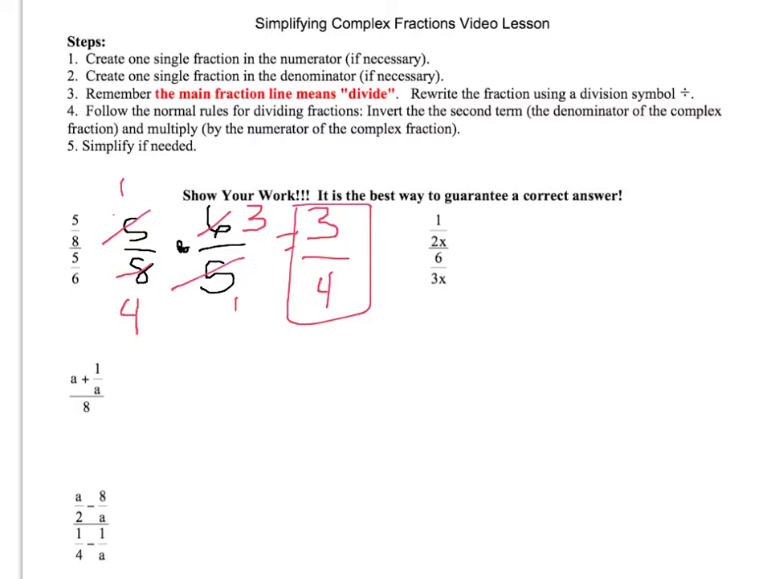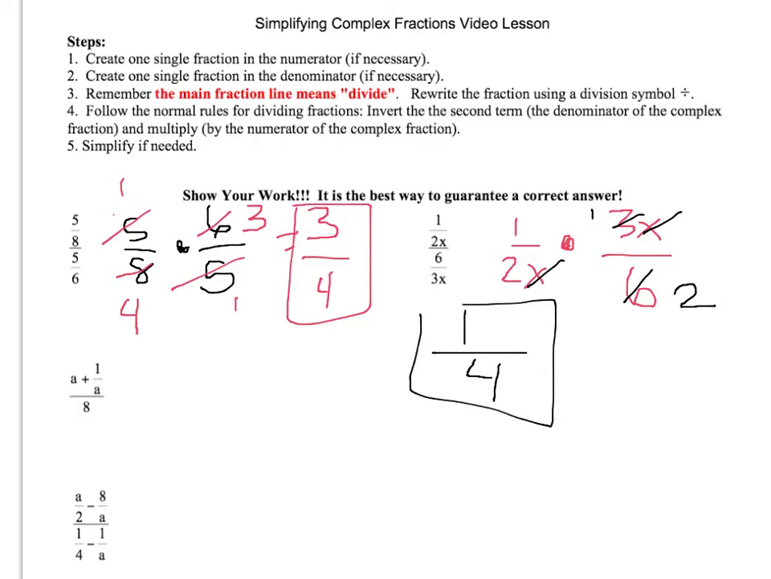The next one is also pretty easy because we can skip the first two steps. And we can go to step 3 or even step 4 at this point, where we do a keep, change, flip. Alright, so I'm going to keep the first fraction as 1 over 2x, change the division sign to multiplication, and flip the second fraction to 3x over 6. From there I'm going to cross off what I can. I have x's to cross off. 3 goes into 3 once, goes into 6 twice. Nothing else I can cross off, so I multiply. 1 times 1 is 1, 2 times 2 is 4. And that's it there.